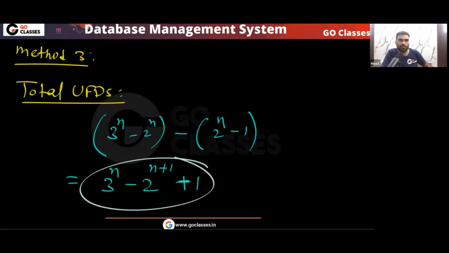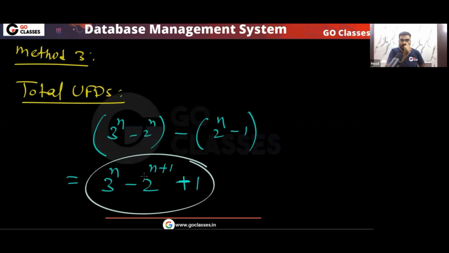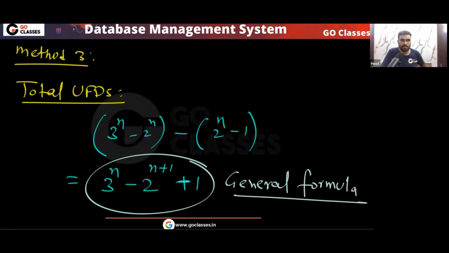We got the formula for n attributes. Now you can easily find for 4 attributes what the answer will be. This is the general formula. Let me tell you, this is what we got. We got the general formula. Is this clear? Let me know. Please tell me, did you understand?